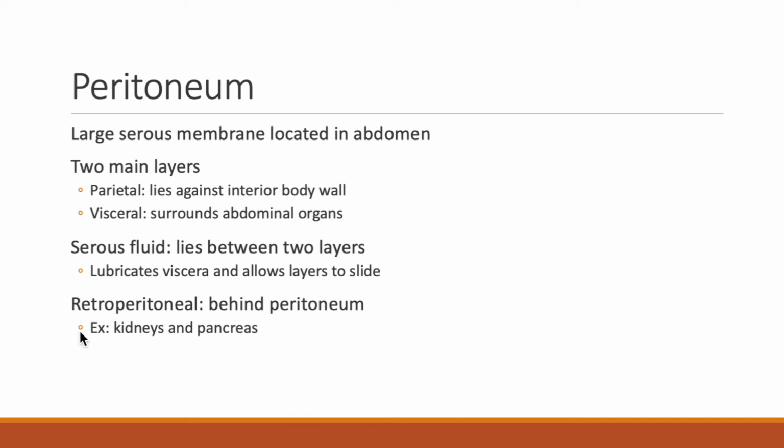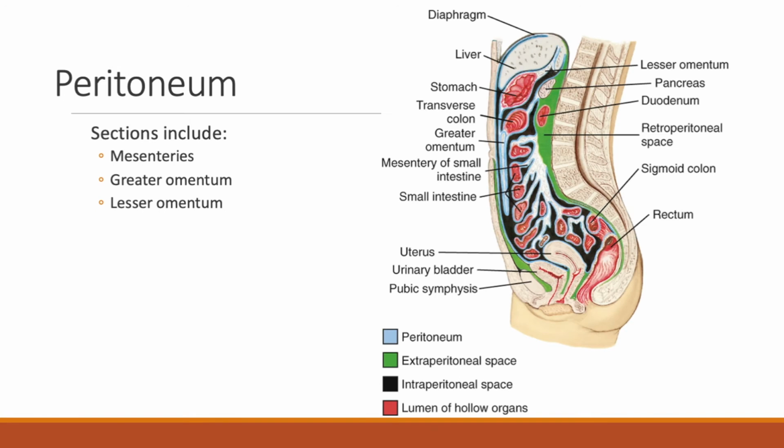Retroperitoneal, so retro means behind. Retroperitoneal is with the kidneys and the pancreas. So here's a diagram that shows what we were talking about. Here's the retroperitoneal space. The duodenum, this is if you were cut straight down the midline. And you can identify the peritoneum by the different colors, which will indicate the different layers. Sections include the mesenteries, the greater omentum, and the lesser omentum.